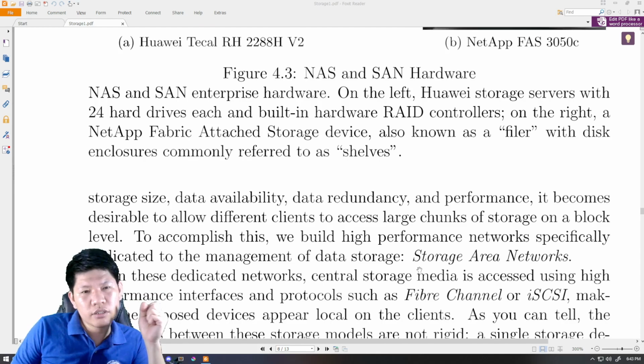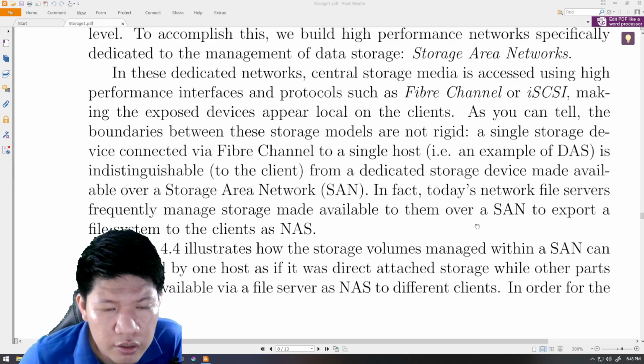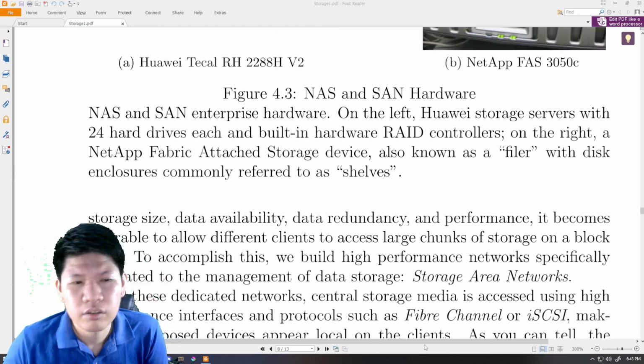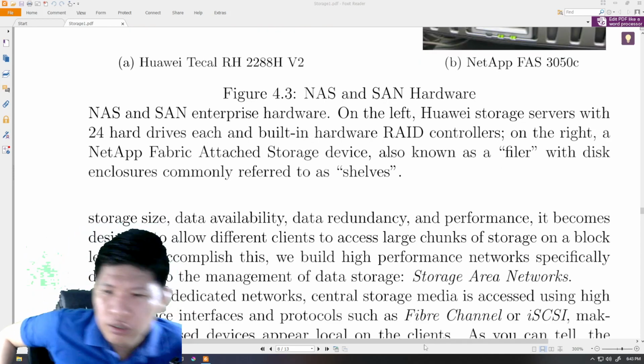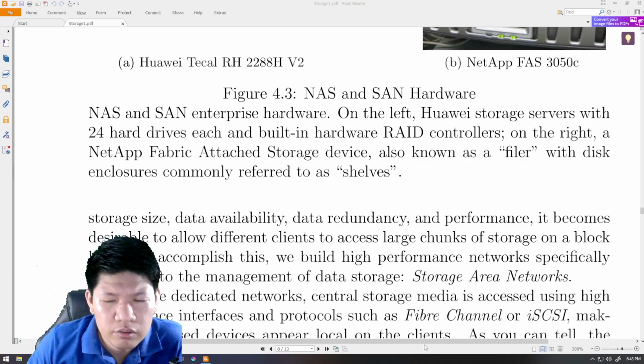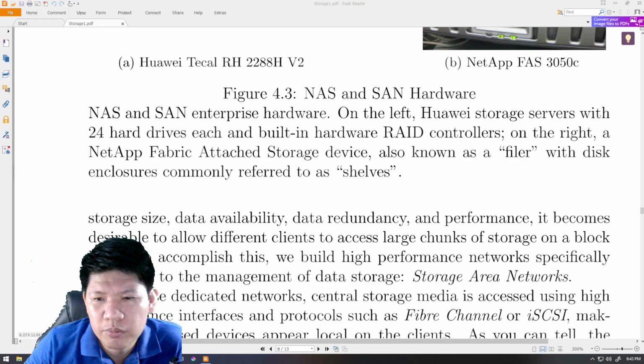So question is where's that? Huh? Huawei storage built-in a filer which enclosure storage sizes. Where did I put?